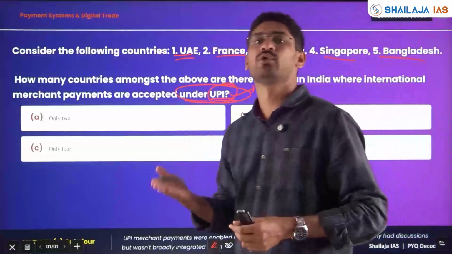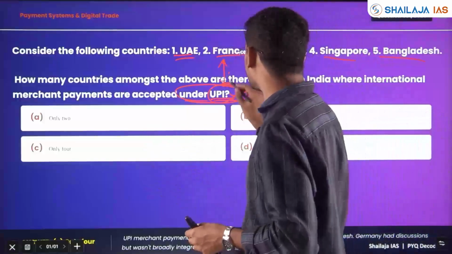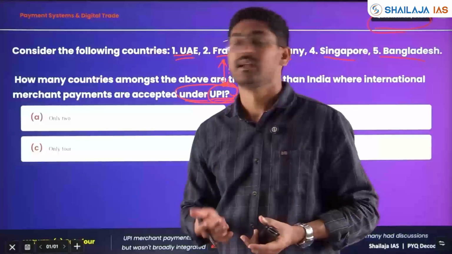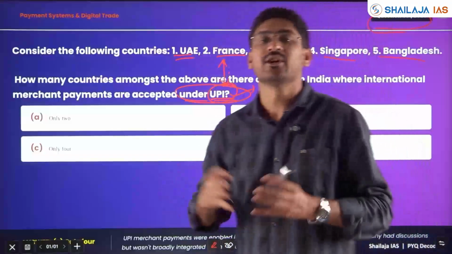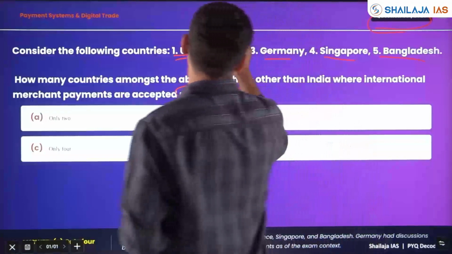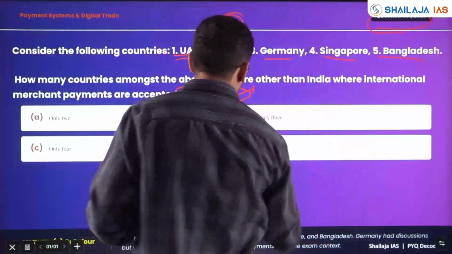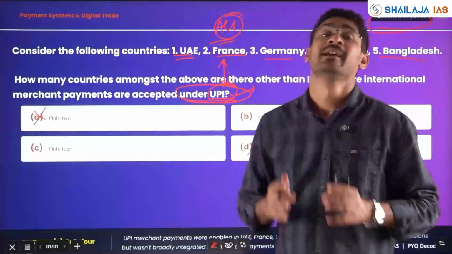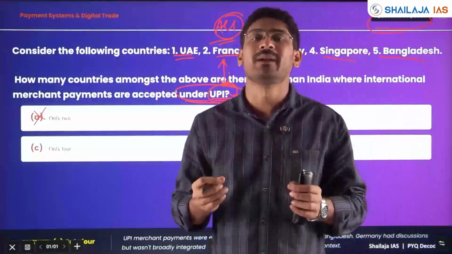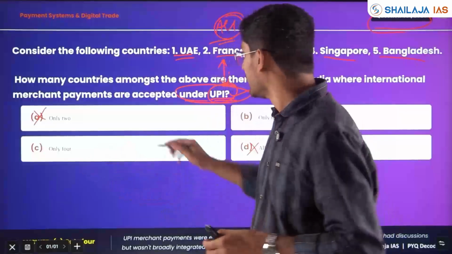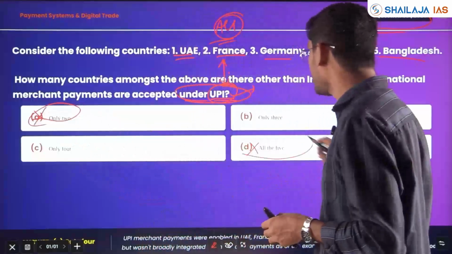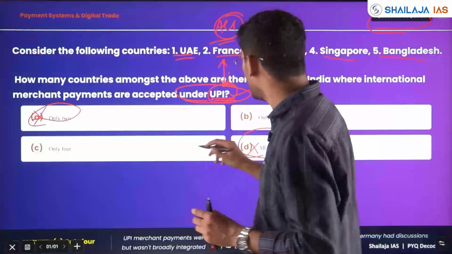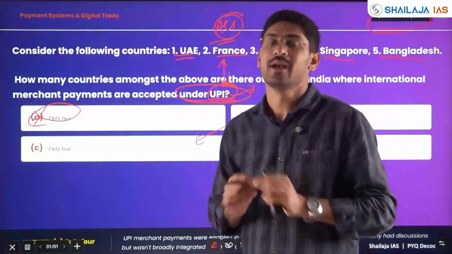See here, you have to have an idea about the payment system with respect to other countries, asked in 2025. Otherwise, it's very difficult. And you should know that when he has given 5 or 6 countries, normally all may not be right, and only 1 or only 2 also may not be right. Normally, 3 or 4 will be right out of 6 statements. You can eliminate the least one and the highest one, and then decide. Generally, I am speaking about it, not every case.